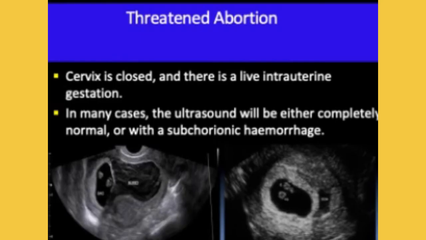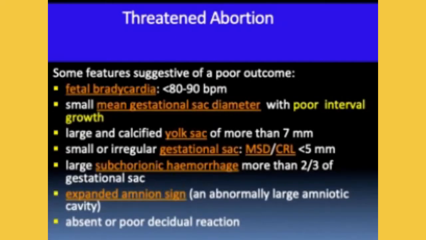So before going to the RPOC, we should first deal with the abortions. In case of threatened abortion, the cervix may be closed and there is a live intrauterine gestation. In many cases, the ultrasound will be either completely normal or show just a small subchorionic hemorrhage. But there are a few features that are suggestive of a poor outcome. But I must tell you that these are just suggestive. They might not be definitive.